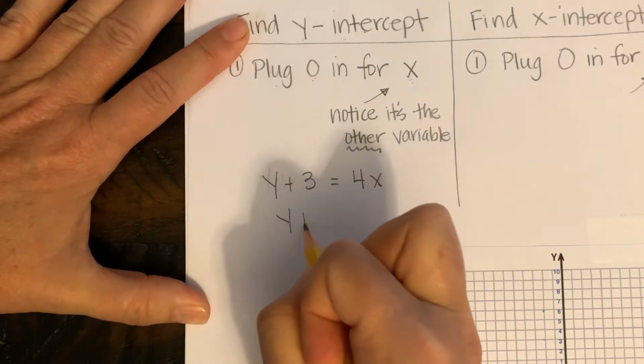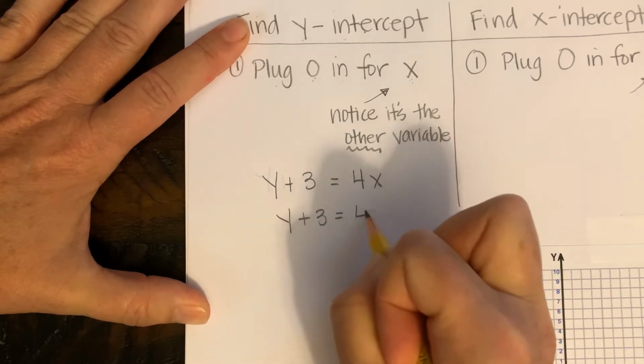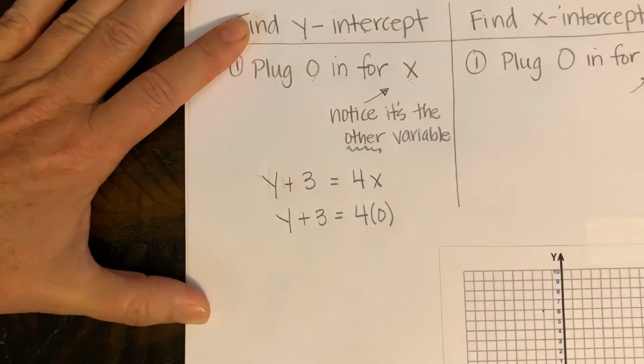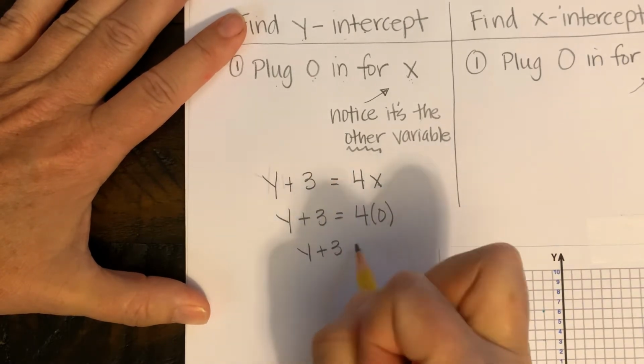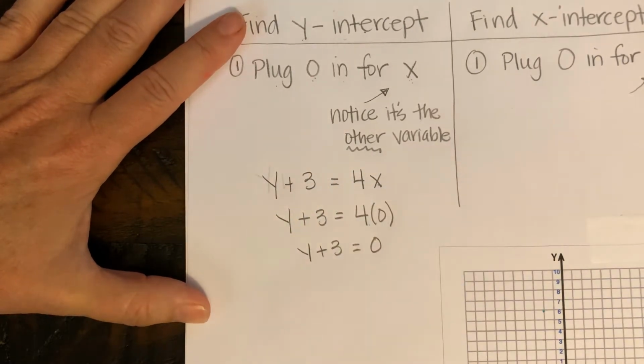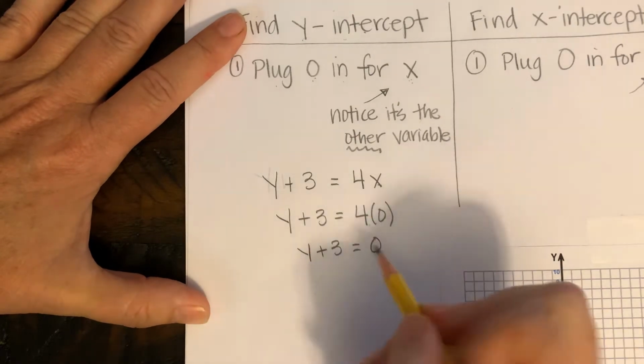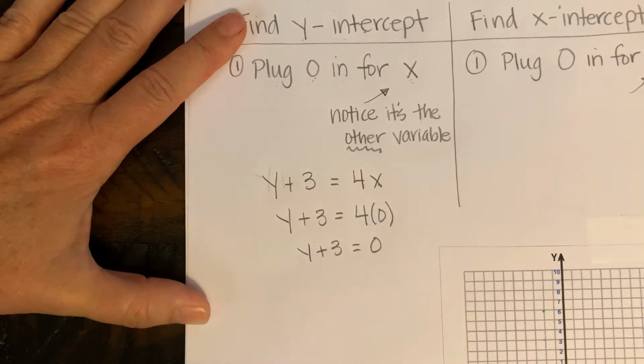So now I have y plus 3 equals 4 times 0. Well, anything times 0 is 0. So now I have y plus 3 equals 0. I know that looks kind of funny, but it's okay. You can totally have a 0 on one side of your equation.